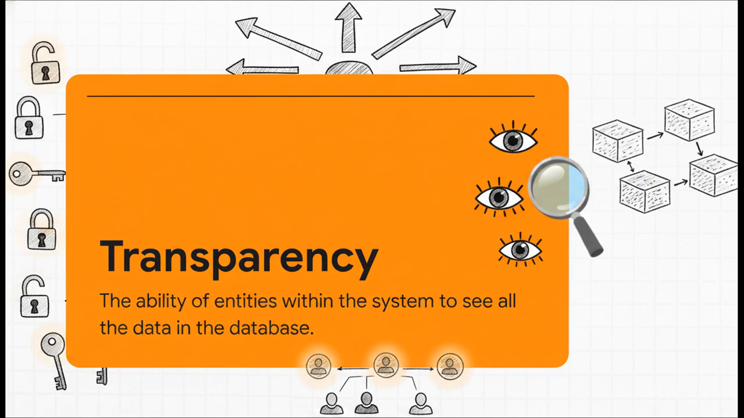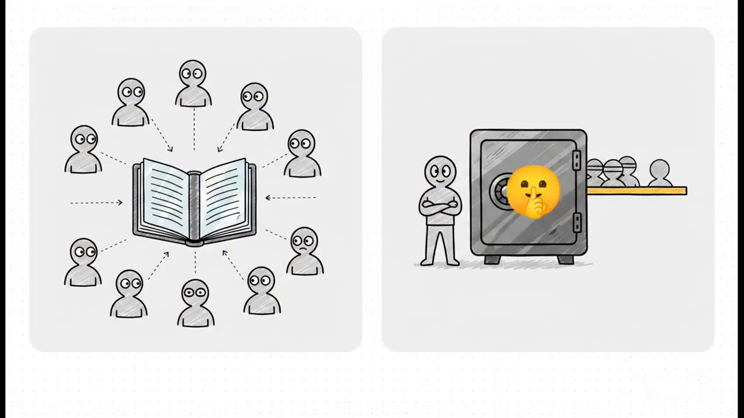So what about transparency? Who actually gets to see the data? And again, we're looking at a fundamental difference in design philosophy. Blockchains are built to be transparent. Everyone on the network can usually see the entire history of every transaction. Traditional databases, they're the total opposite. They're designed to restrict access and control exactly who can see what.